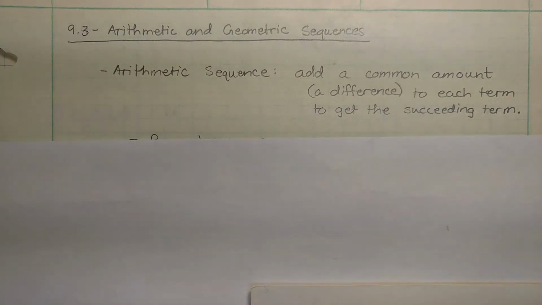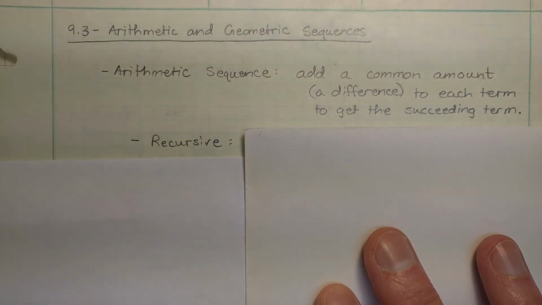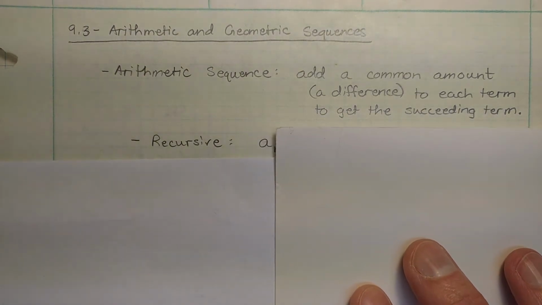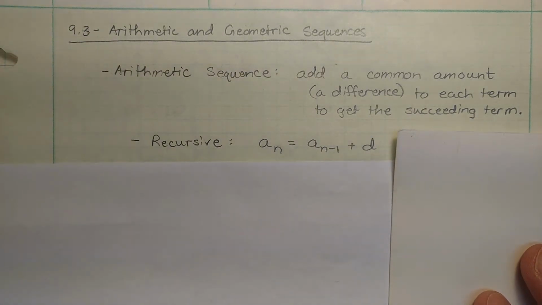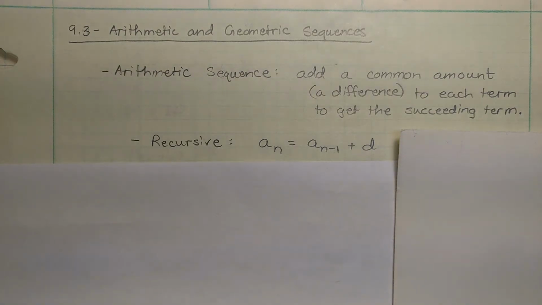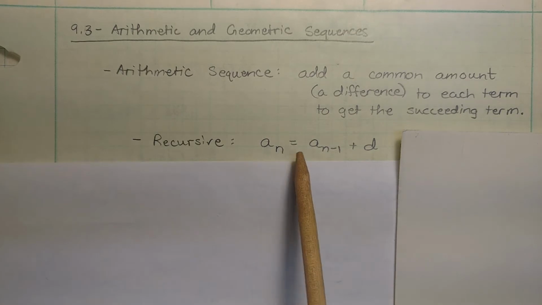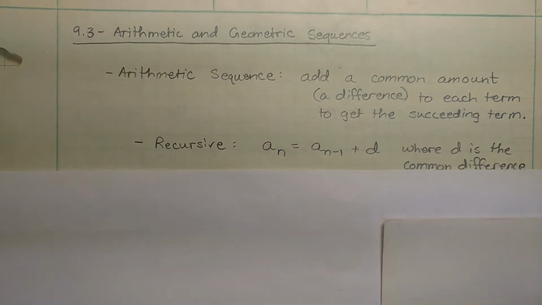Now, if we want to define an arithmetic sequence recursively, remember recursive definition: we start by defining the first term, and then any successive term is simply defined by whatever the previous term was. So a sub n, being any term, is defined by the previous term plus our common difference.